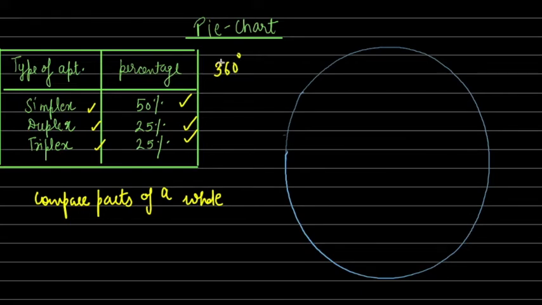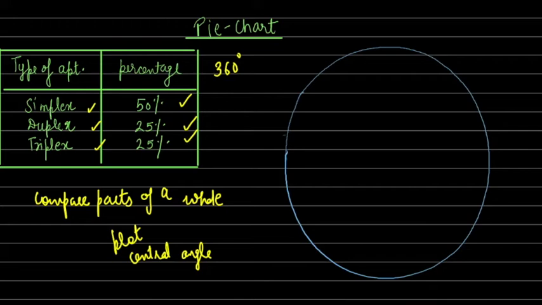So here we are representing in the form of percentage, but when we are supposed to plot the graph, we need to calculate the central angle. So with the given percentage, we can calculate the central angle and we can easily plot an accurate pie chart.